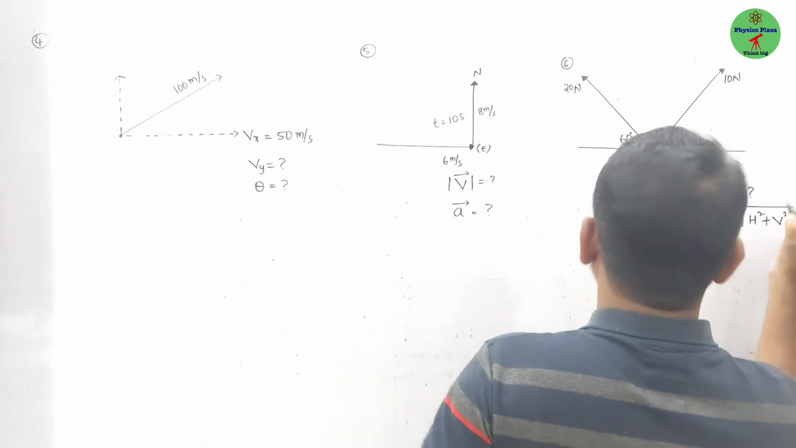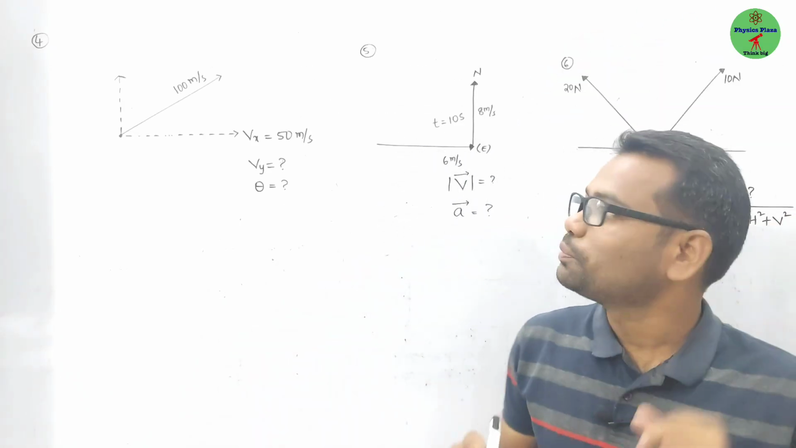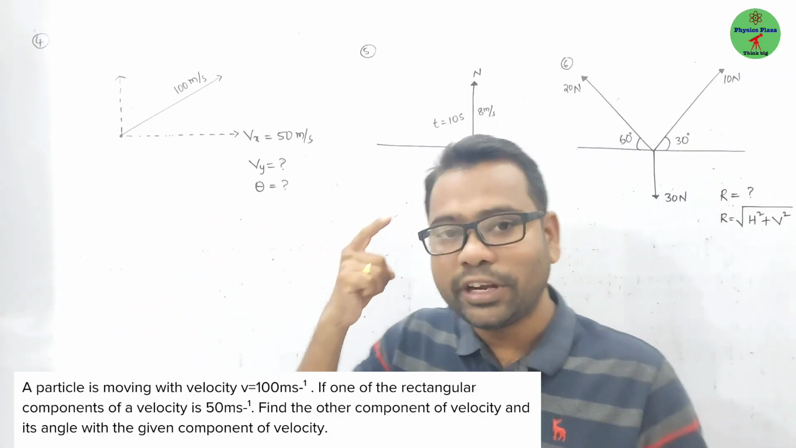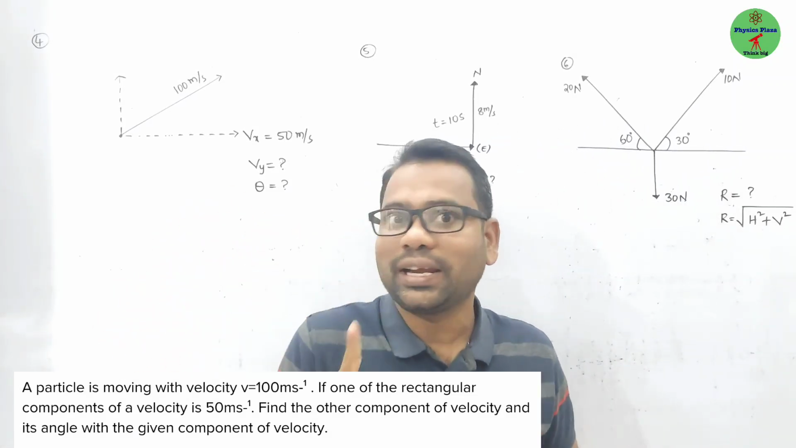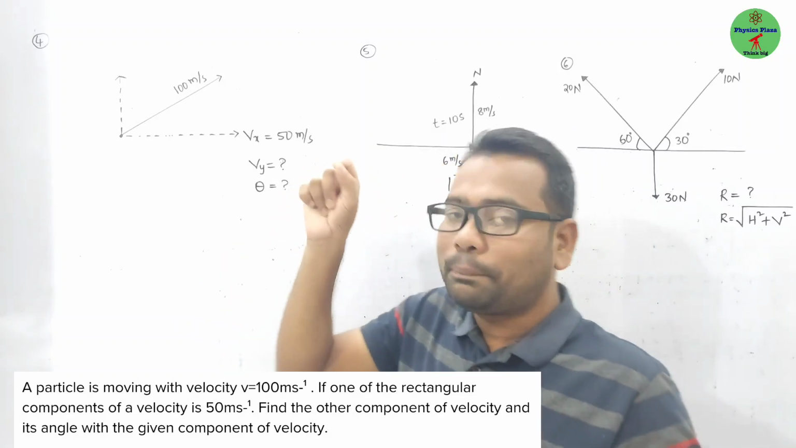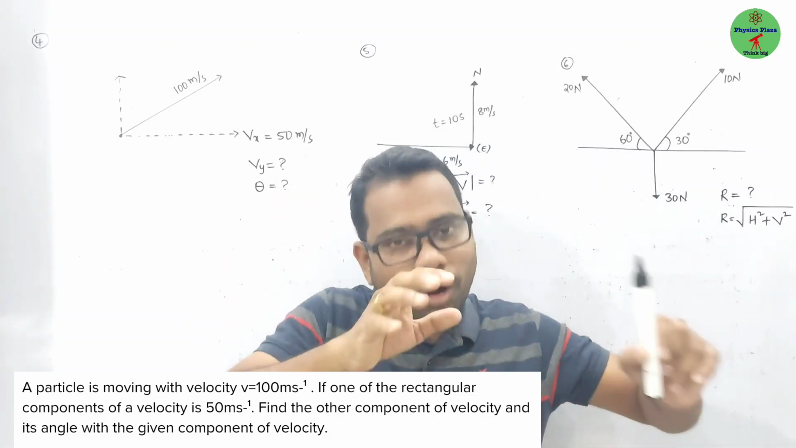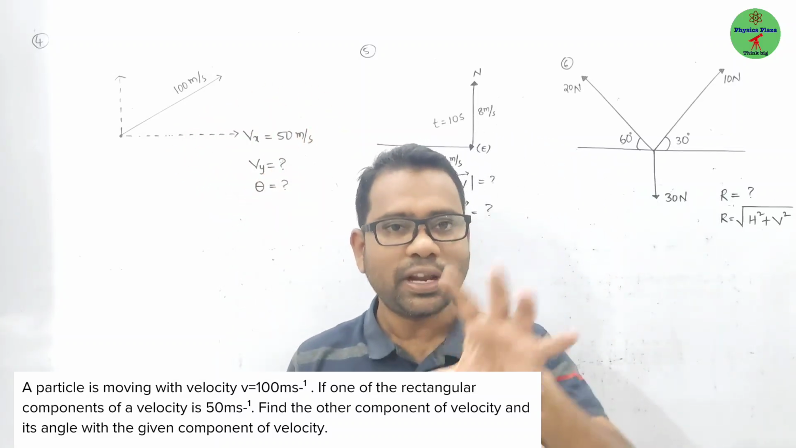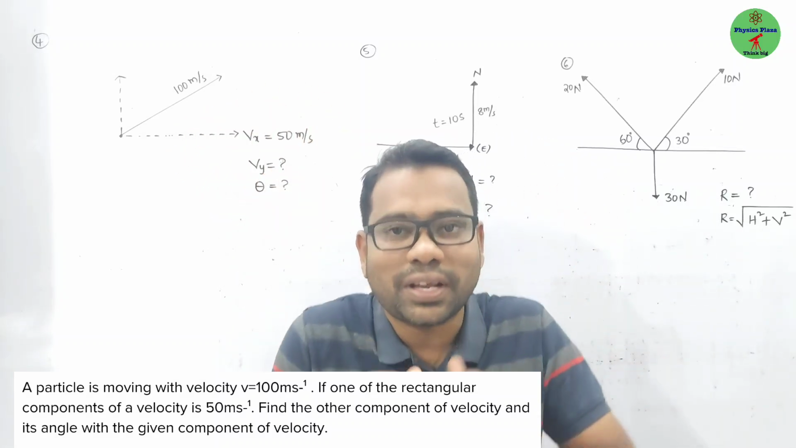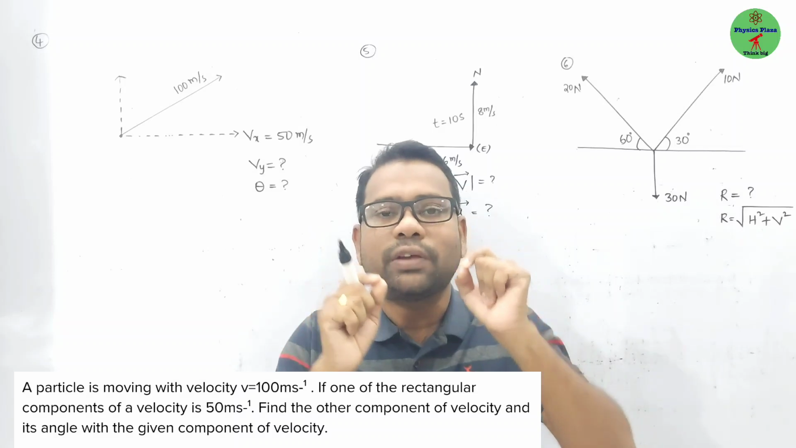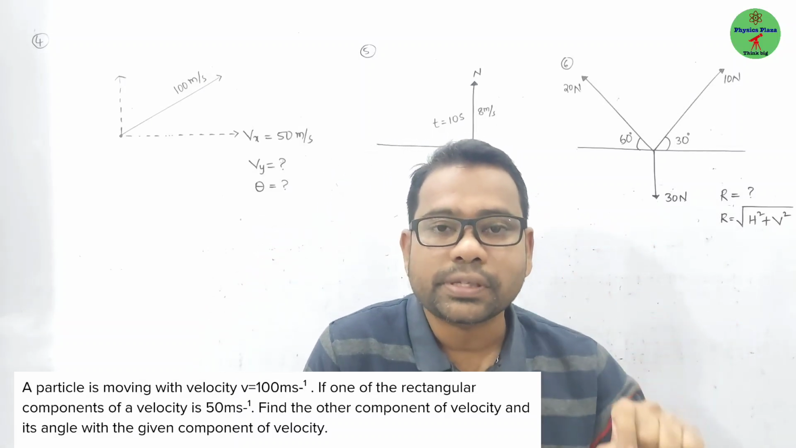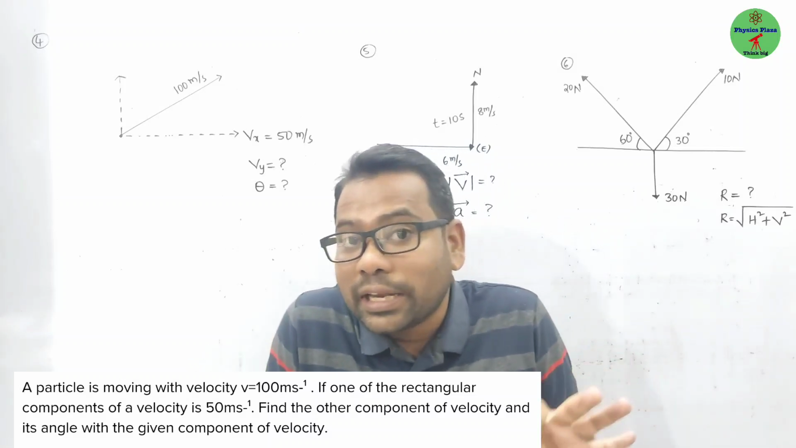V square. Fine, children. Now let us see the fourth numerical. As per the fourth numerical, children, it is given. Children, this question we need to think logically actually. It's not directly given. So here a particle or some bird or object is moving with a velocity of 100 meter per second. So the resultant velocity is given. And it is also given that one of the rectangular components is 50 meter per second.